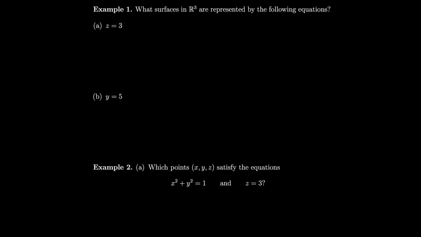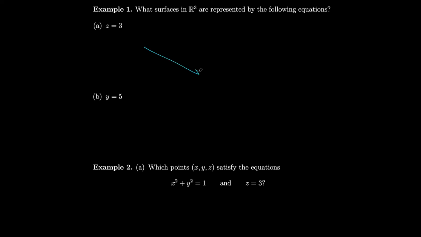So as an example of this, let's see what surfaces in R3 are represented by these equations. Well, if z is equal to 3, that's every single possible point where the z-coordinate is 3. So x and y can be anything. So I think I should just get a plane. Let's see if I can draw that.